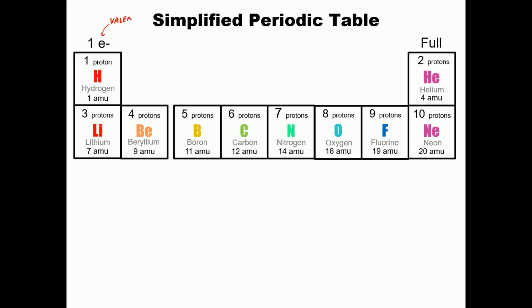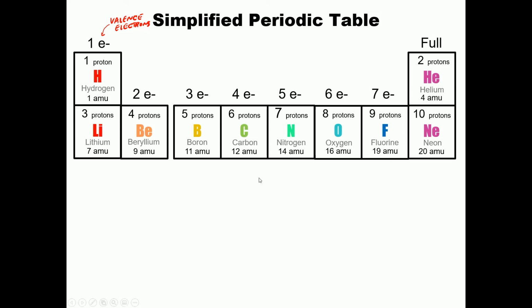And then we go to beryllium, which would have 2 valence electrons, and boron, which would have 3, carbon, nitrogen, oxygen, fluorine, and neon, which would have 8, which is filled for the second shell, right? So we have a full shell, and look at that, neon is just below helium, and they both have a filled outermost shell. In fact, every column of the periodic table has elements that have the exact same number of valence electrons.